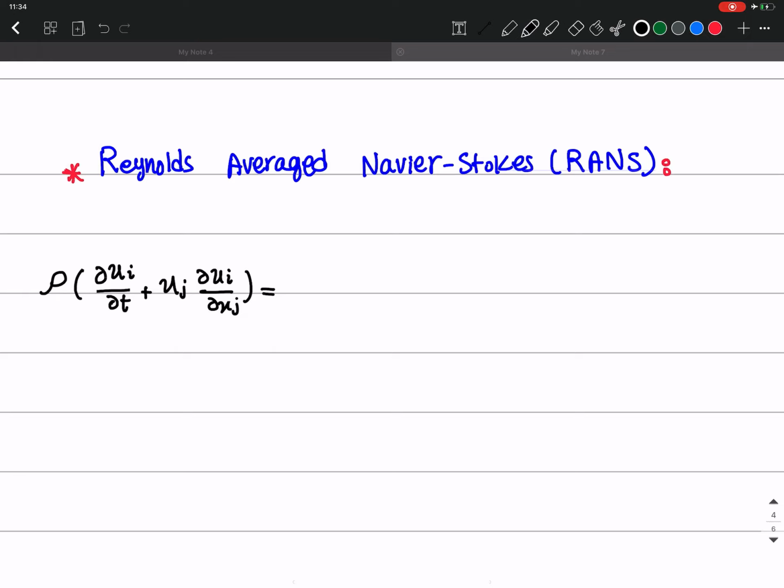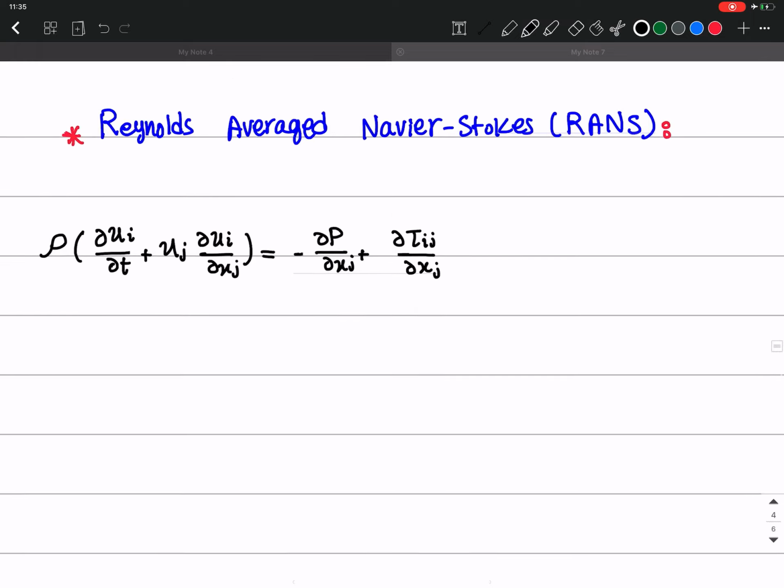So this was the left hand side, and on the right hand side we had the sum of the forces. Here I'm just writing the pressure and the contact forces or stresses in the flow, which was partial tau ij over partial xj.